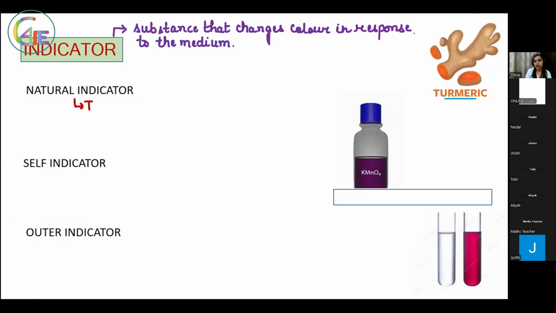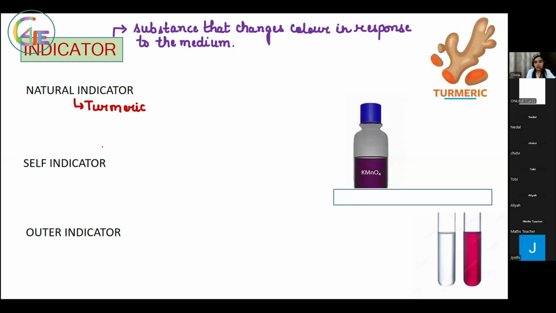As you can see, the turmeric is enjoying at one corner. The turmeric is really happy, and she is playing a really, really important role in the process. So turmeric acts as a natural indicator. It is naturally available in the environment.